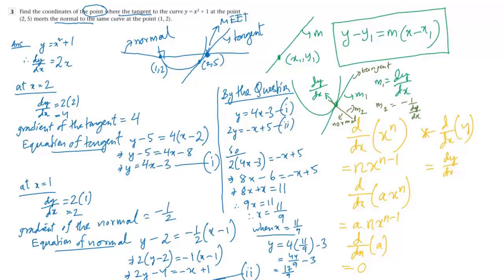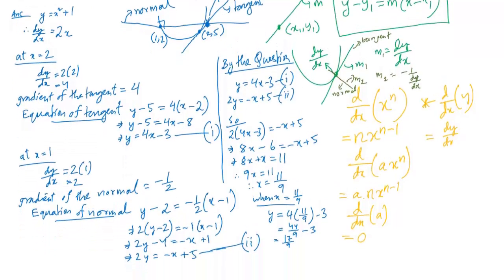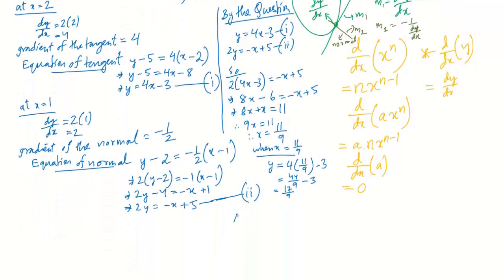Remember, we have to write it as a point. To write it as a point, it has to have open bracket, x-coordinate, comma, y-coordinate, close bracket. That is the notation. So x-coordinate is 11 by 9, comma, y-coordinate is 17 by 9, bracket closed. So that's the point of intersection.